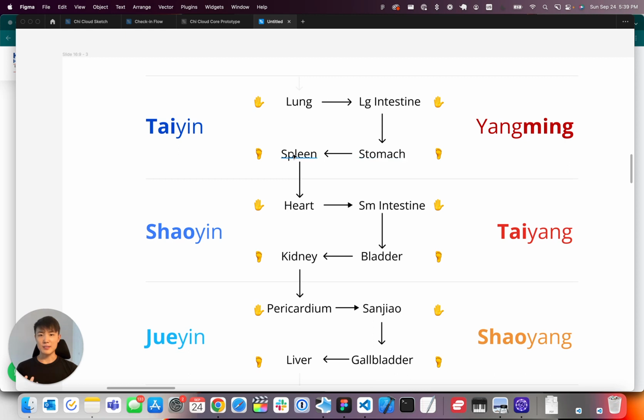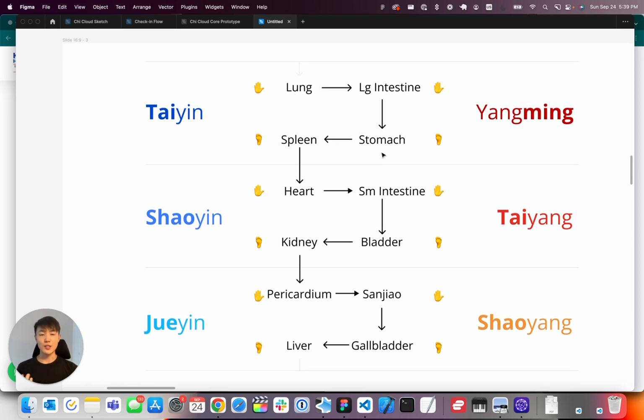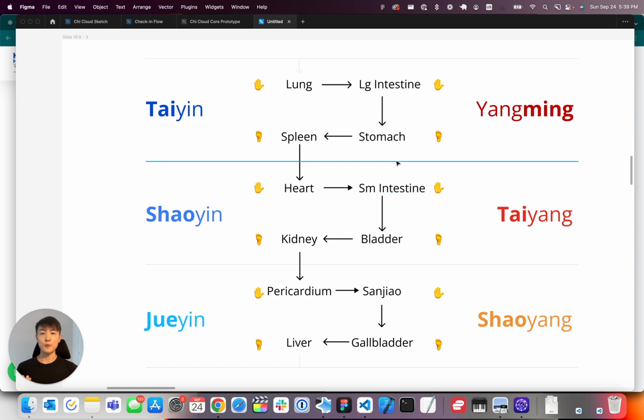Next, you have the stomach and the spleen. So the stomach is the first thing that goes, it's the first organ that food goes into for digestion. You can think of the stomach as less external than the large intestine though, because you have the esophagus that food needs to go through before it actually reaches the stomach. So stomach and spleen is next, followed by the heart and small intestine. So just think of the food from the stomach goes directly to the small intestine, and the small intestine is paired with the heart. And so that's the next interior-exterior pair.